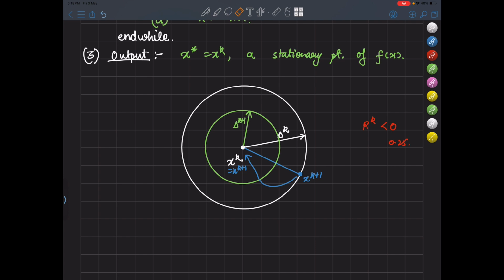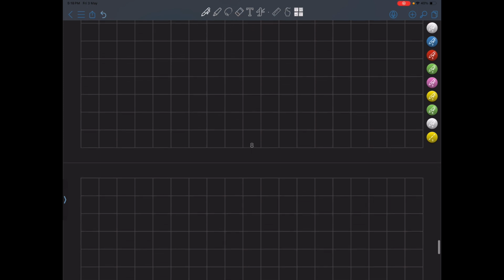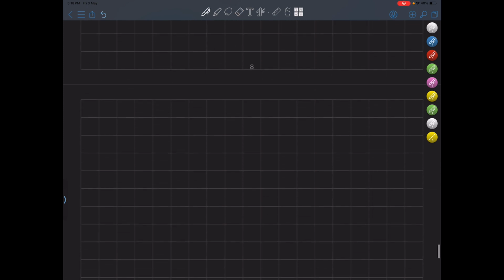I hope this visual understanding might have helped you a little bit. You can go back and read this algorithm again. I'll share the notes in the description. Now let us look at another modified Newton algorithm called Quasi-Newton methods, and it's very popular.